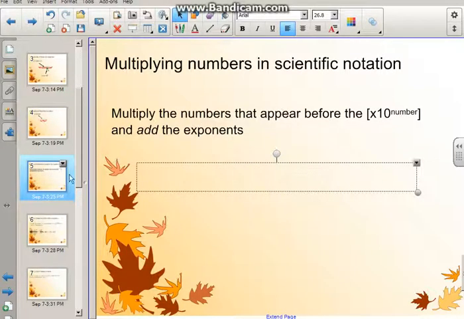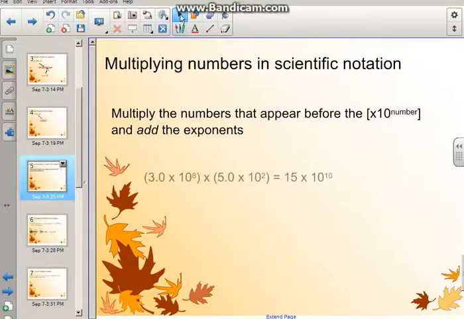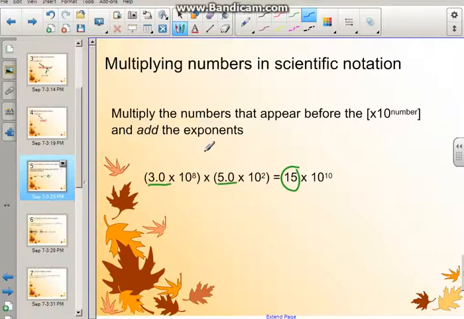Now, when we multiply and divide numbers in scientific notation, there's a really easy way to do it. To multiply the numbers in scientific notation, you multiply the numbers that appear before the power of 10 and then add the exponents. So, let's say that we have 3.0 times 10 to the 8th times 5.0 times 10 to the 2nd. We want to take 3.0 and 5.0 and multiply those to get 15. Then we would take the exponents 8 and 2 and add them together to get 10. So our final answer here is 15 times 10 to the 10th.